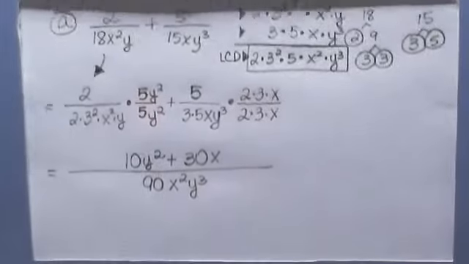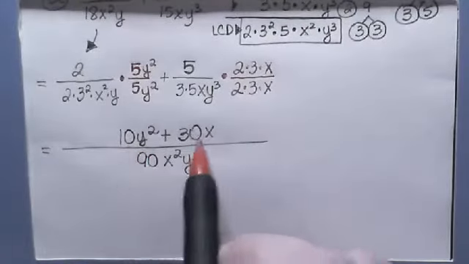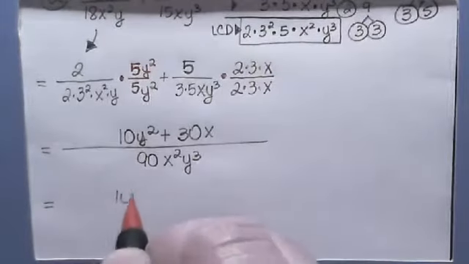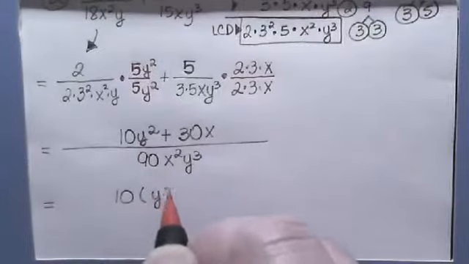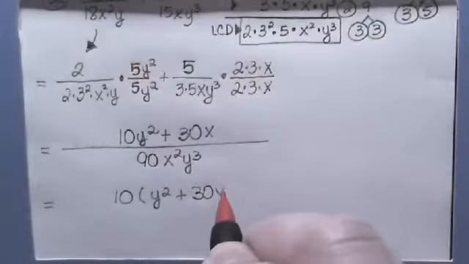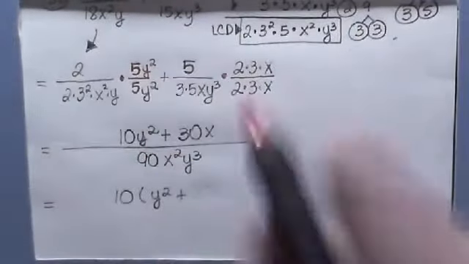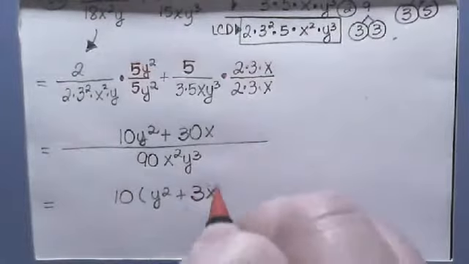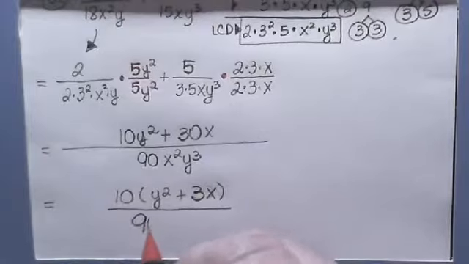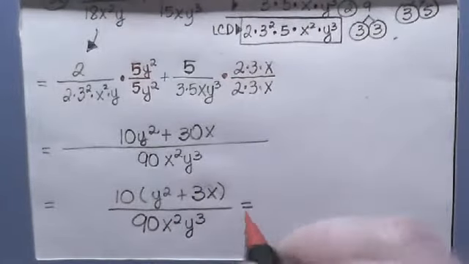Now that I have them, I'm going to look at the top here and see if I can factor anything. And I notice that I can factor out a 10. So let's go ahead and factor out a 10. So this would be 10y squared plus... sorry, not 30x, 3x. Right, because 30 divided by 10 is 3. And here on the bottom I'm going to have 90 x squared y to the third.